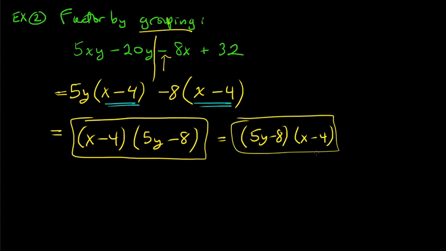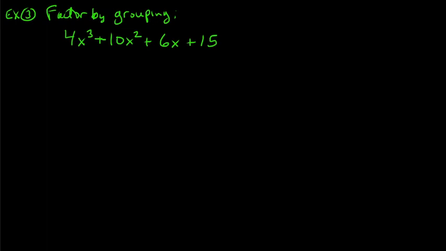All right, try this one. Factor by grouping 4x cubed plus 10x squared plus 6x plus 15. Should be a plus here, right? So 4x cubed plus 10x squared plus 6x plus 15. Okay, let's see how you did.